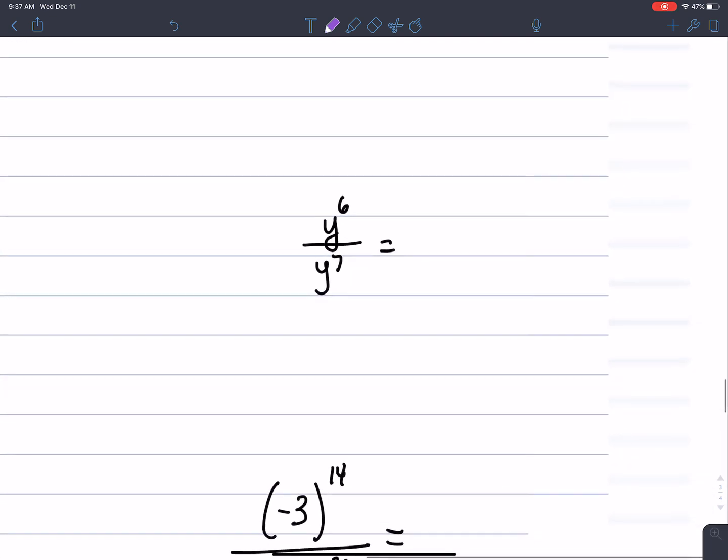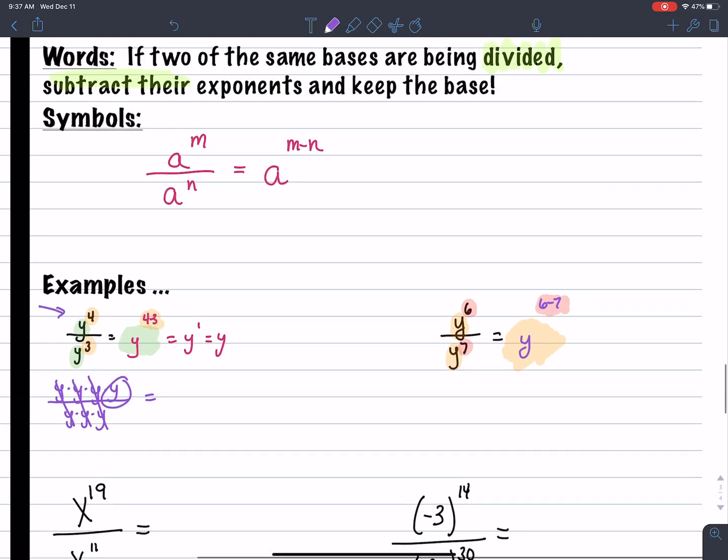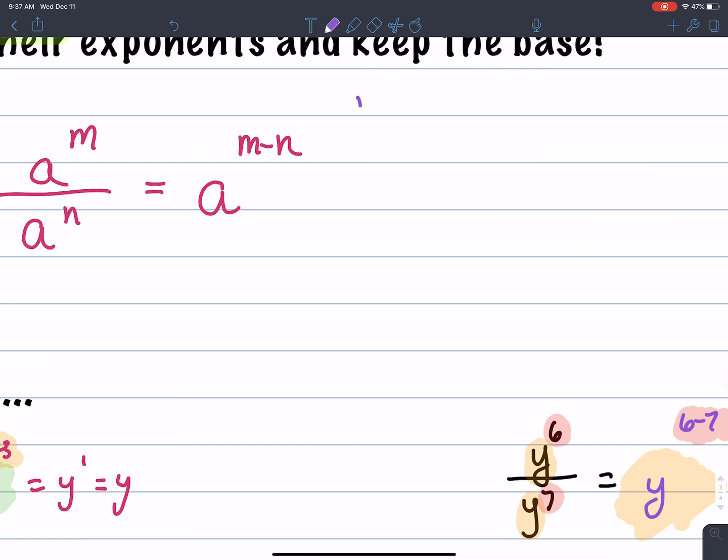Let's look at this one here. So again, I can see that y is the base on top, and y is the base on the bottom. So if we're dividing those and they have the same base, our answer will have that base. And then to get the exponent, we'd take the current exponents and subtract them. Now notice when we subtract them, the order is numerator minus denominator. We have to keep that order.